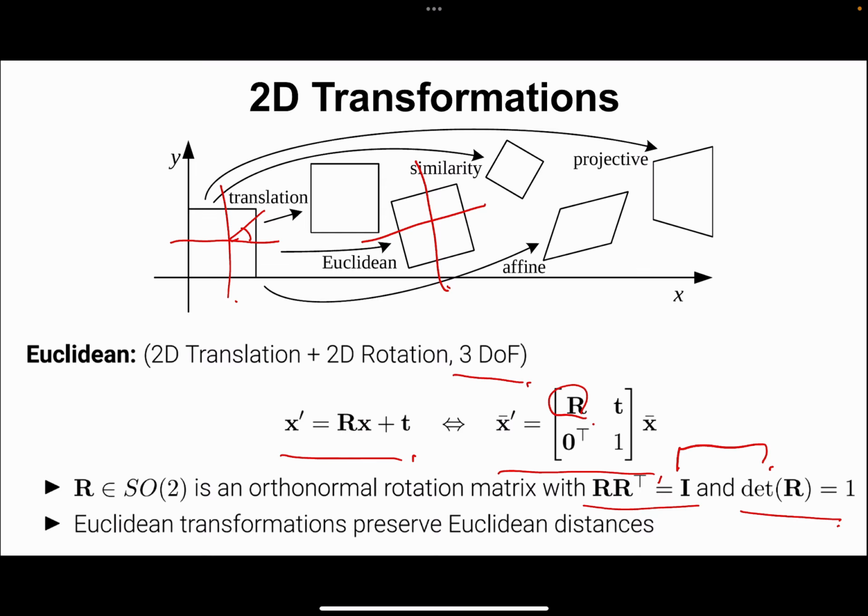And then Euclidean transformation preserves Euclidean distances. So there are 4 points, right? Of course, there are many points, but let's say we have 4 points. The distances between the 4 points are preserved after translation and after rotation, because all the points are applied with the same transformation. So the distance between each point remains the same after applying the Euclidean transformation.